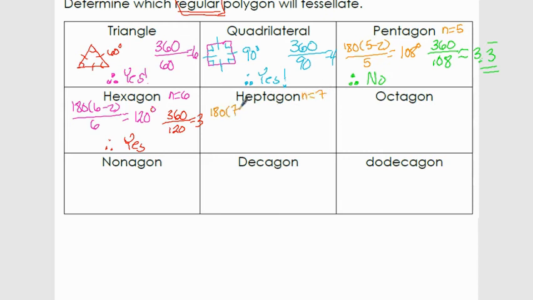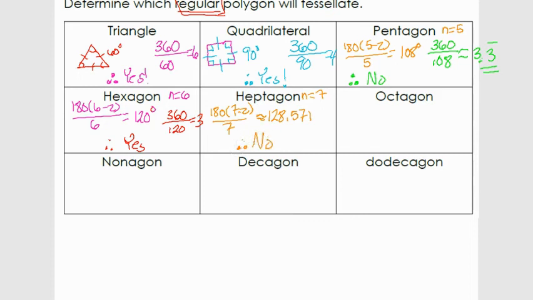180 times 7 minus 2 divided by 7. This is just our formula for finding a single angle of a regular polygon. So I get that that's approximately 128.571. Now, if it doesn't even make a whole number itself, it can't divide evenly into 360. And so this is not going to be able to divide evenly into 360.